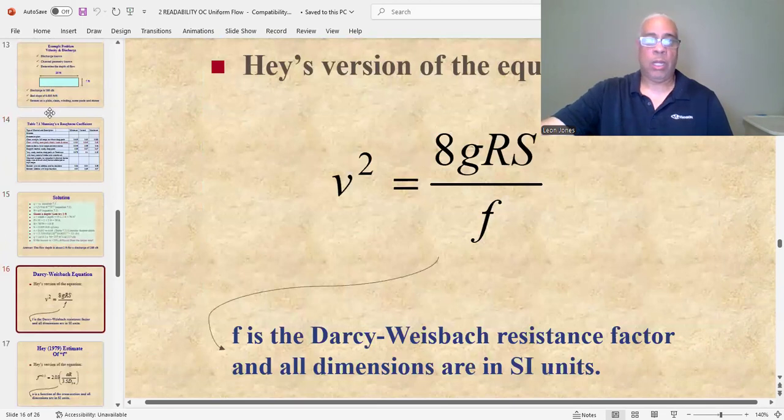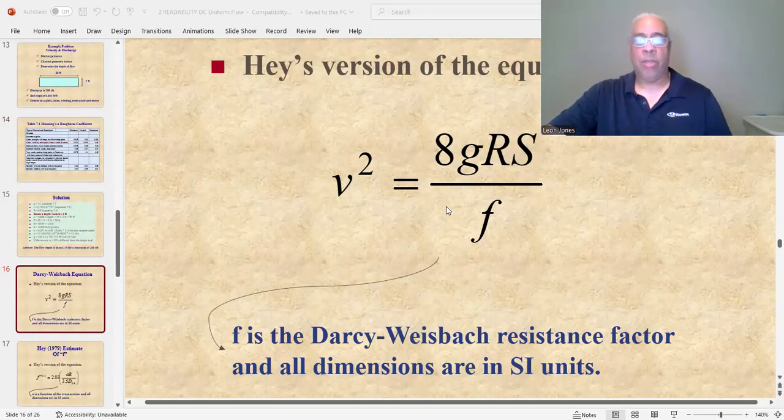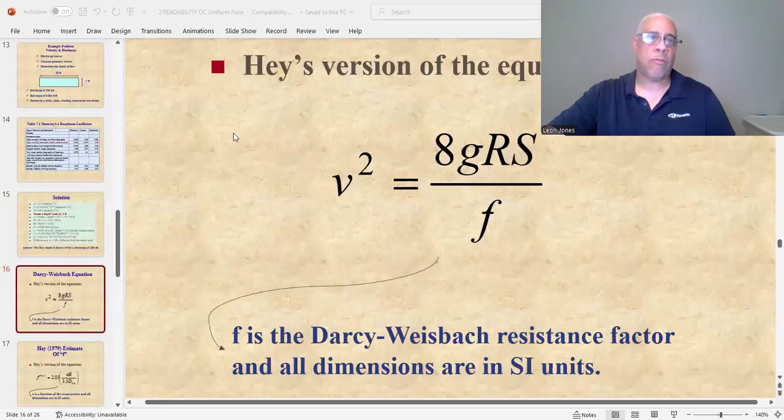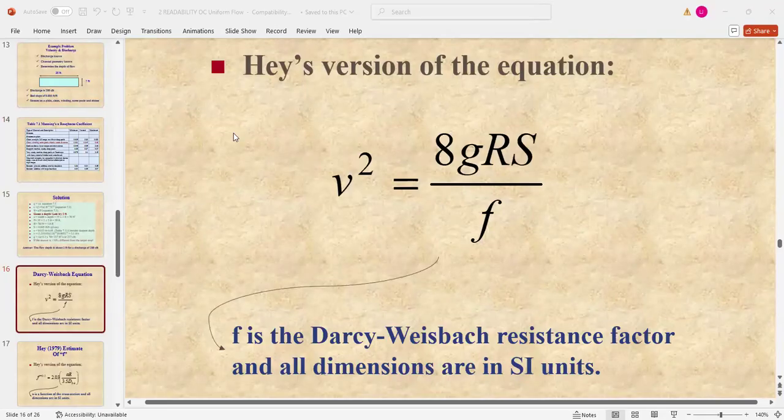Again, here's another version of the equation. What is g? Generally, g is your gravity, 9.8 meters per second squared or 32.2 feet per second squared. That's what that is.